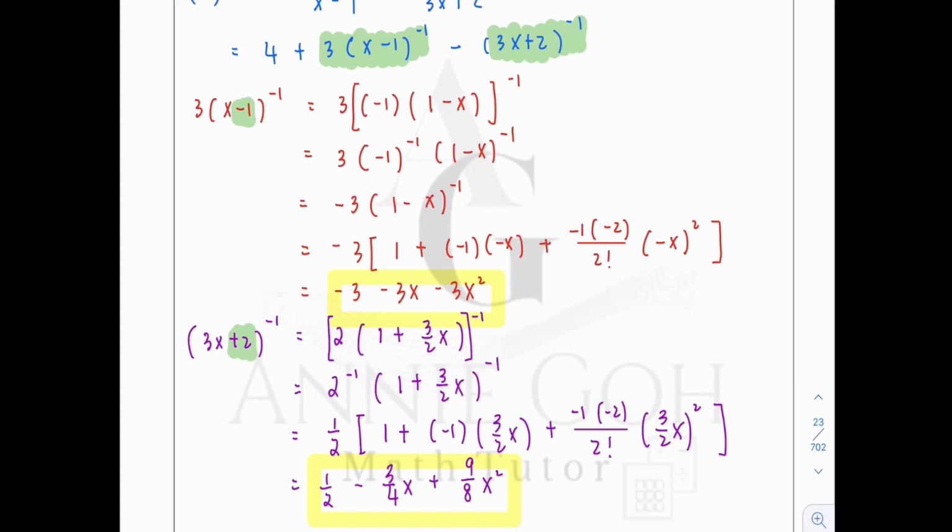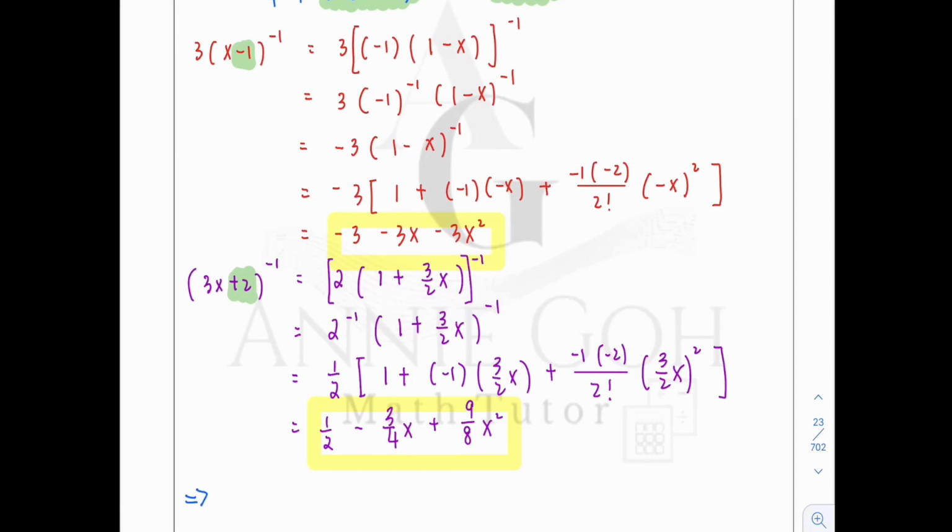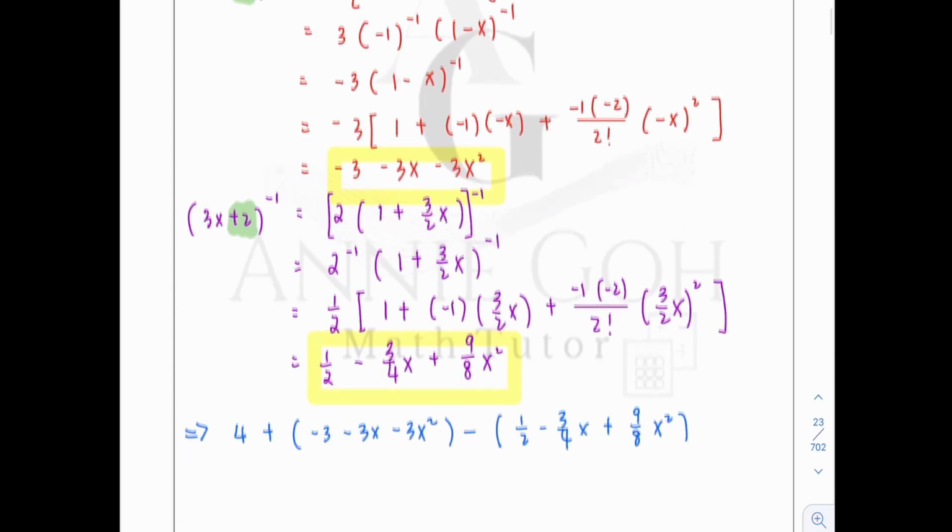Alright, here comes our final step. Our final step is just to substitute these two expansions into here. Come, let's do that. So the final answer is 4 plus negative 3 minus 3x minus 3x squared minus the next expansion, which is half minus 3 over 4x plus 9 over 8x squared. Let's simplify this. And the final answer is half minus 9 over 4x, and the last term is minus 33 over 8x squared.